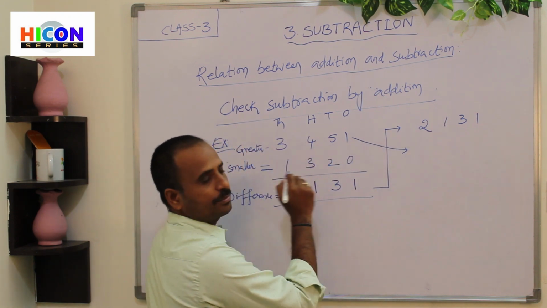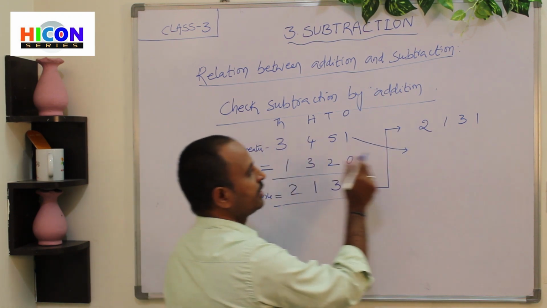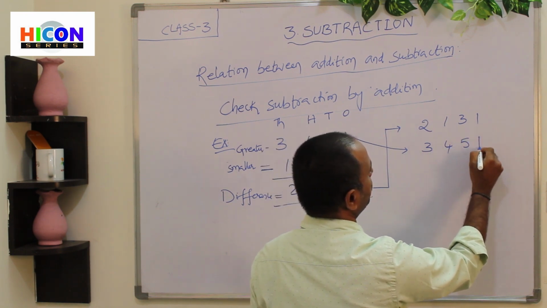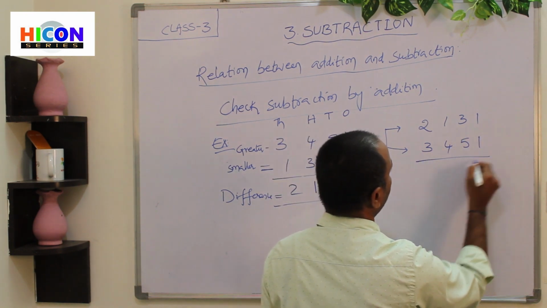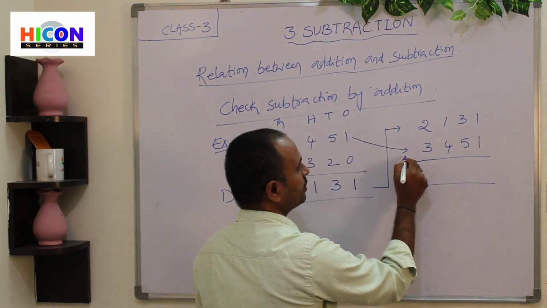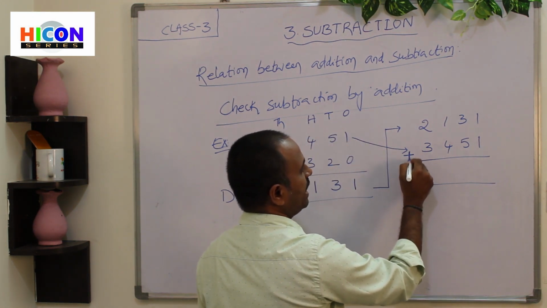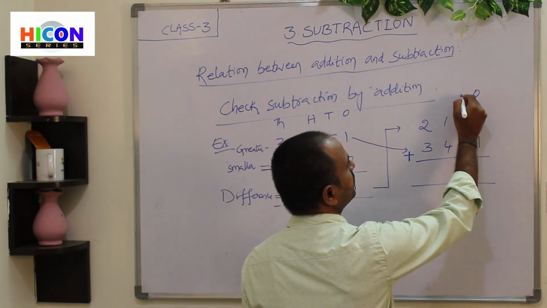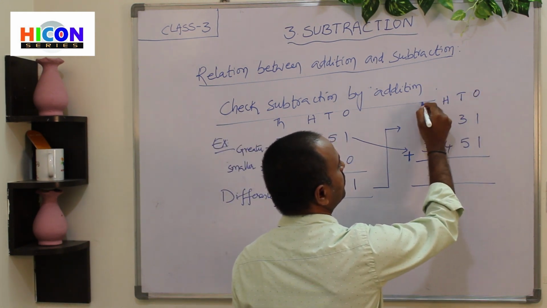What is the greater number here? 3451. Then what will we get? Add this number, so put the plus symbol. Add these two numbers. So write the places first: this is the ones place, tens, hundreds, thousands.